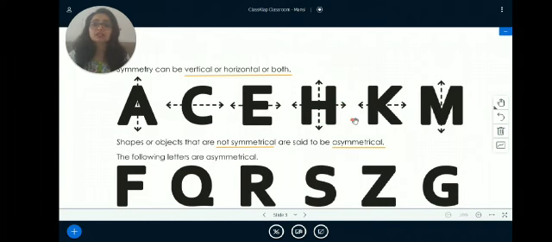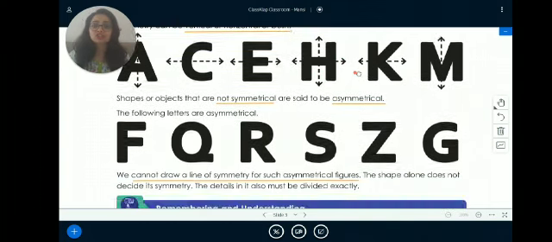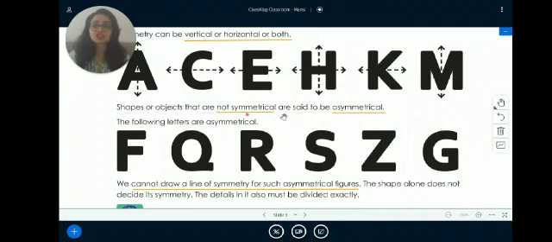There are certain shapes which are asymmetrical. That means they are not symmetrical about any line. If you write F, Q, R, S, Z or G on a piece of paper and try to fold it, you will find that there is no line which divides these letters in two identical halves. That means we cannot draw a line of symmetry for asymmetrical figures.